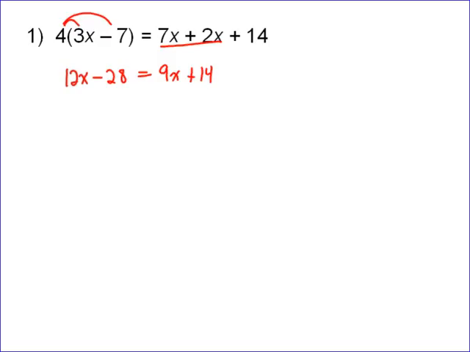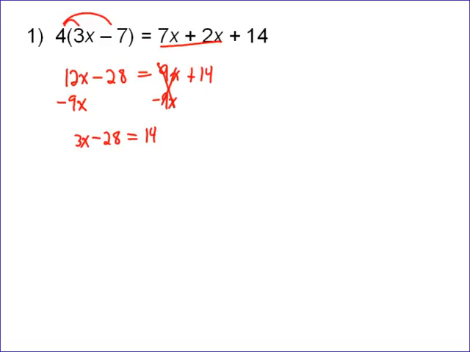In order to solve, the goal is always to get all of the x's on one side. So to do this, I'm going to subtract 9x, because if I want to get them on one side, that means I need to get them away from the other. By subtracting 9x, that cancels out the 9x from the right side. And that leaves me with 12x minus 9x is 3x, minus 28 equals 14.